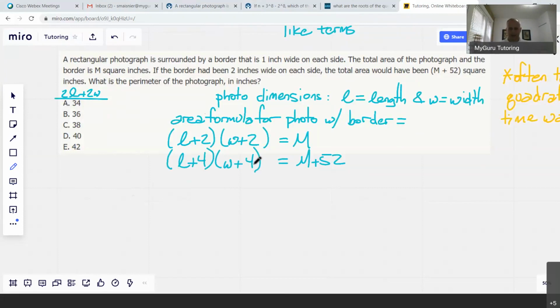Now, thinking back to what we've already discussed regarding quadratics, what's the next step to try to get 2L plus 2W? So what is the next step to attempt to get 2L plus 2W, which is the value we seek?